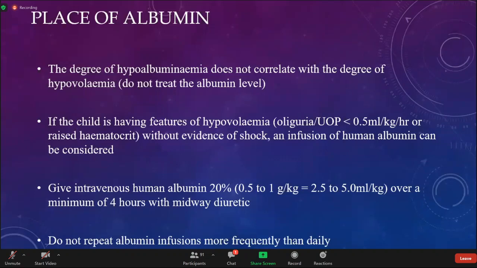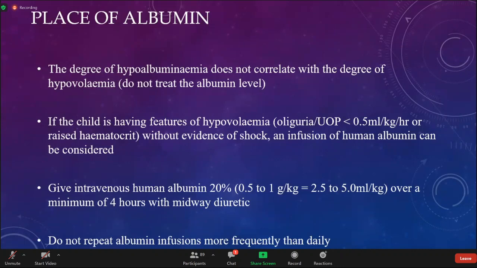And we can give 20% human albumin, that's what's available in the world. 20% means it's almost 4 times more concentrated than the blood albumin level. Therefore, you need to give it slowly, over about 4 to 6 hours. You can give it very slowly, along with midday furosemide.